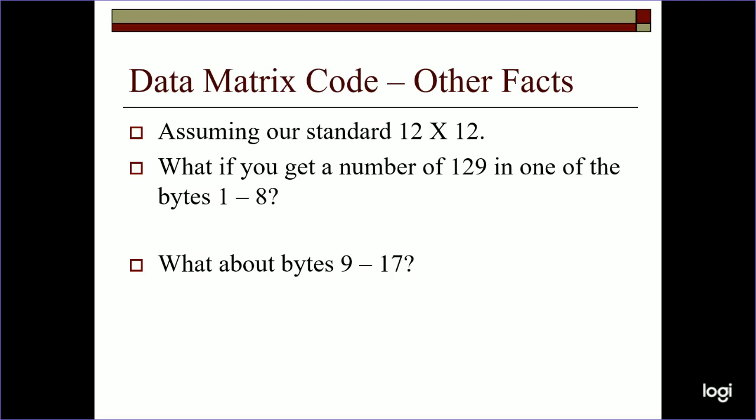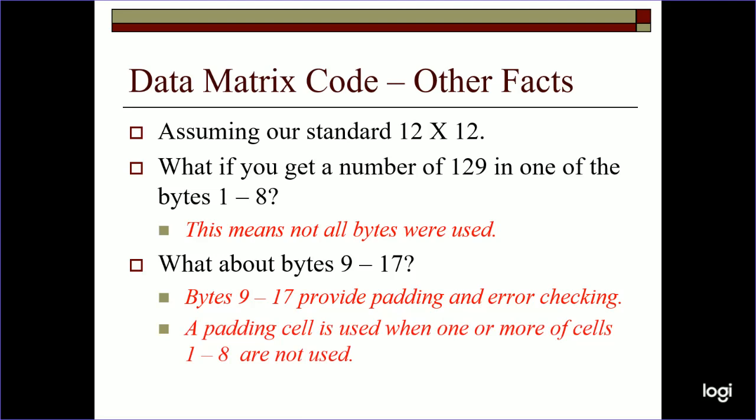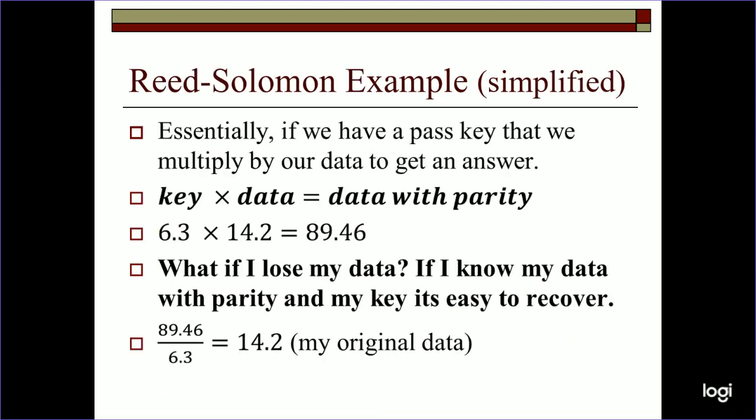What happens if you get a number of 129 in bytes 1 through 8? This means that not all the bytes were used. Bytes 9 through 17 are the ones that provide what we call padding or error checking. I'm not going to get into the details on the error checking. I just mention that error checking is not trivial, and I show you a slide. I made an attempt to do a little bit with what's called the Reed-Solomon algorithm.